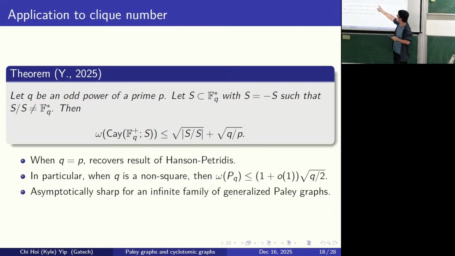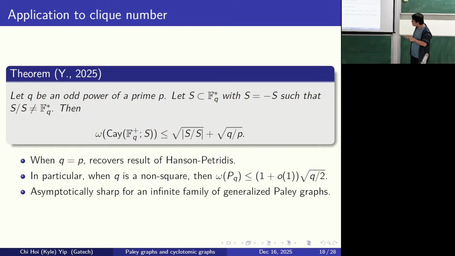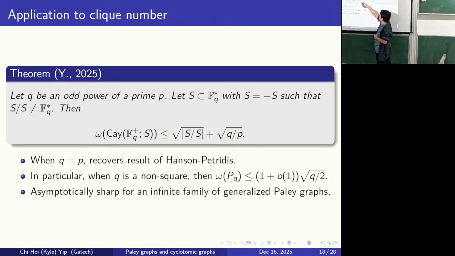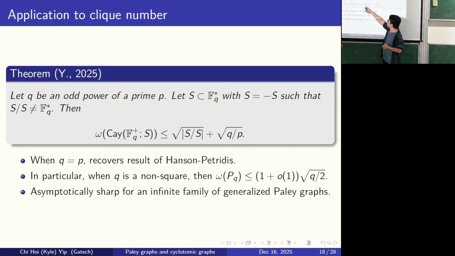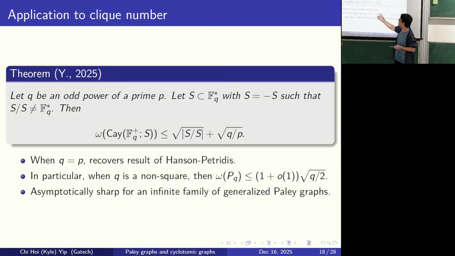So the upper bound is given by the square root of the ratio set S over S, times square root of q over p, where q is a power of the prime p. So p is the characteristic of the field. You can see that this result recovers the result by Hanson-Petridis immediately, because in that case S is a subgroup, so S over S is just S itself. So S has size roughly p over 2, so this is just square root of p over 2, and this factor is 1, because q is equal to p.